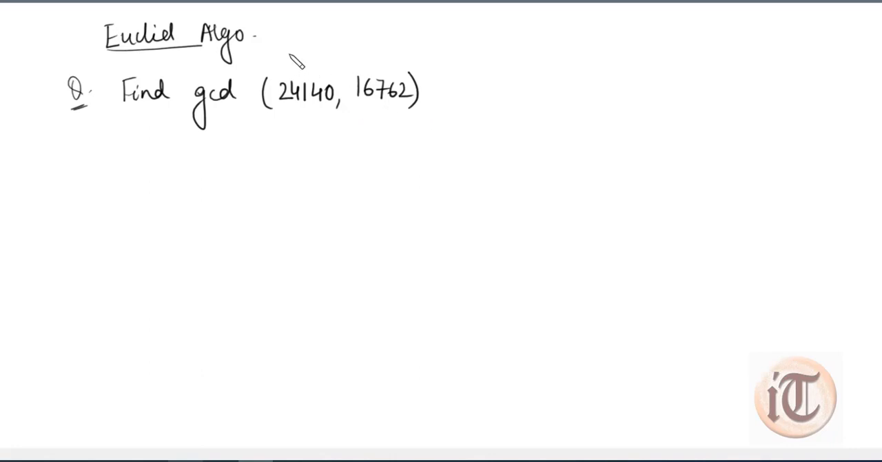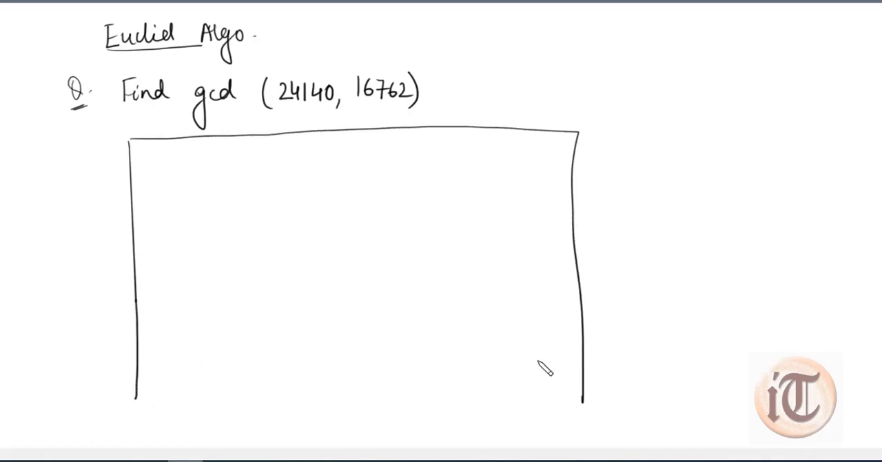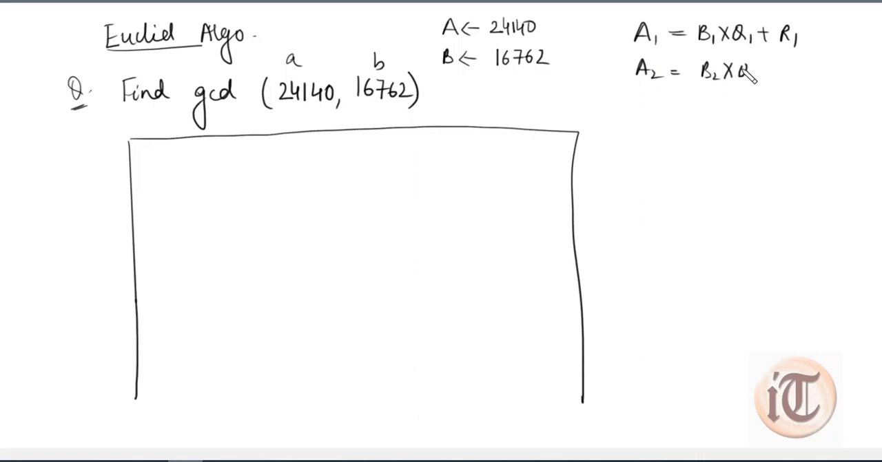According to Euclid's algorithm, first of all we construct a table to solve this problem. This is small a and this is small b. The first step is to assign small a the value of capital A, which is 24140, and b is 16762. Then we write a1 equals b1 into q1 plus r1, then a2 equals b2 into q2 plus r2, and so on. Then we assign the value of b1 to a2 and the value of r1 to b2. So we will progress in this manner.